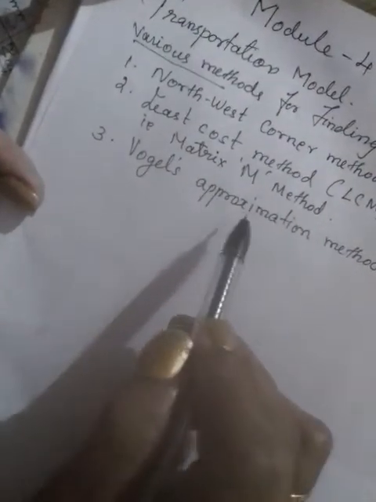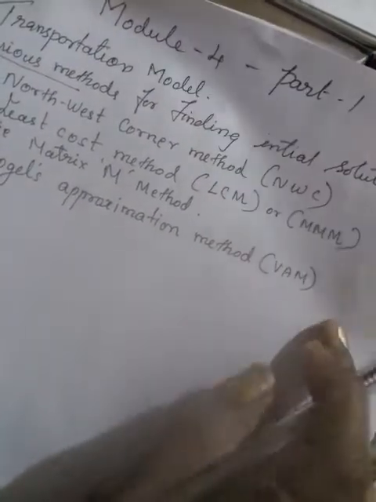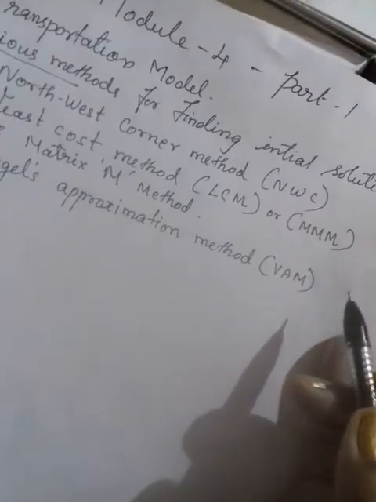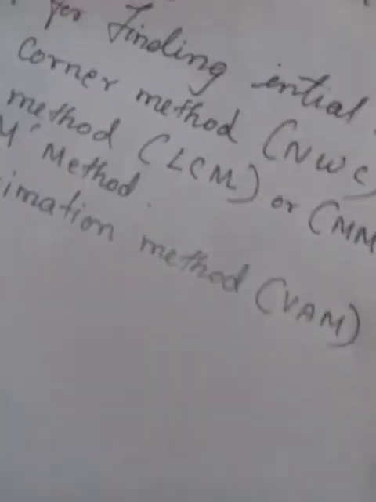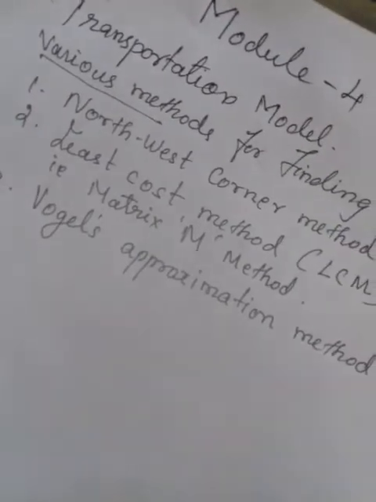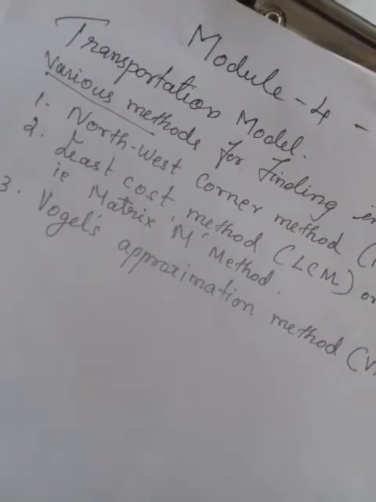The third one is Vogel's approximation method, otherwise called the VAM method. Is it clear? So these are the various methods. By using these methods, we have to find out the transportation cost.